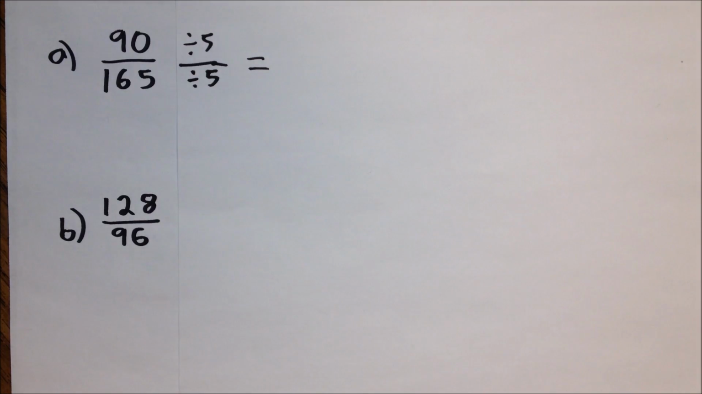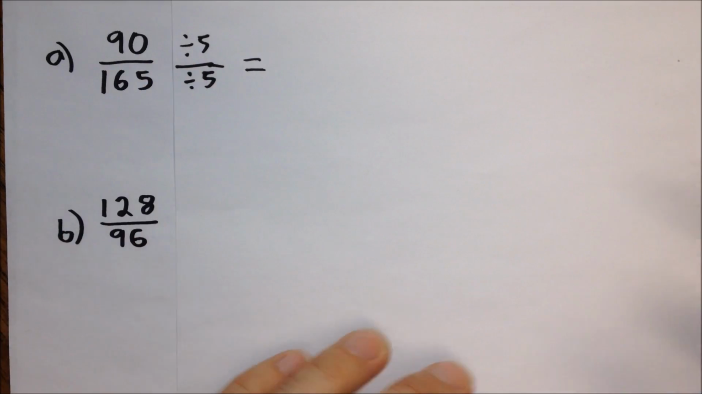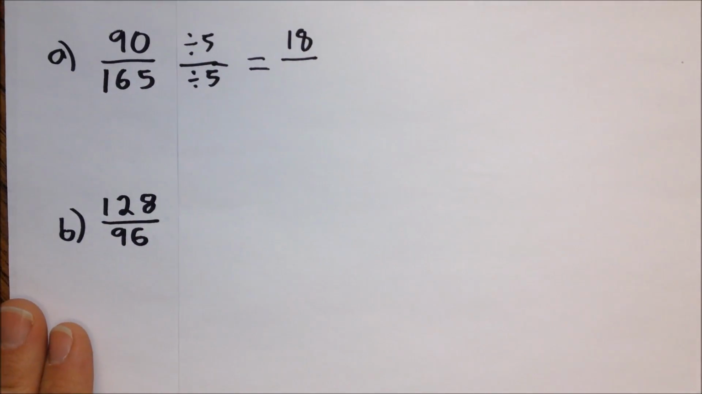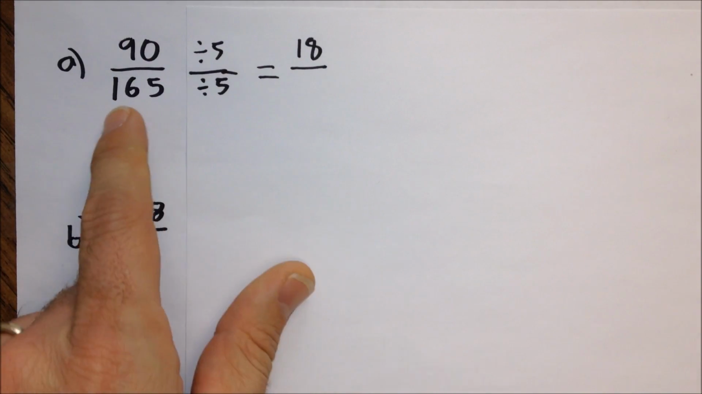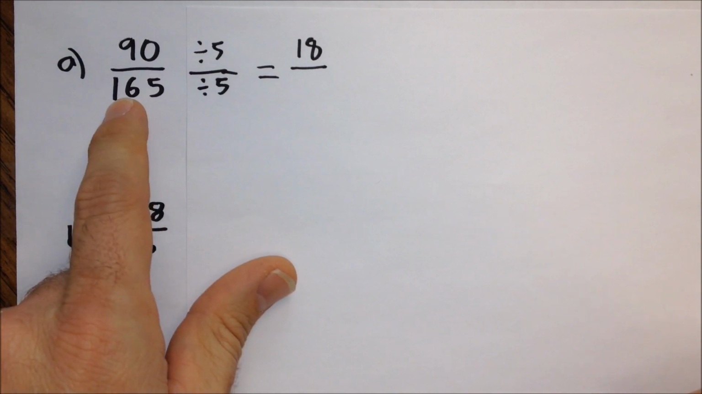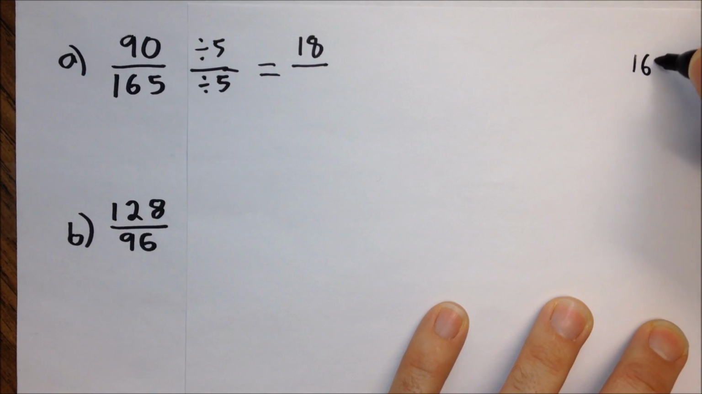90 divided by 5, I can do that one. I realize that 90 divided by 10 is 9, and so this one should actually be 18. If you don't know it, you could work it out by hand, but this is a division that you need to be able to do. Similarly, 165 divided by 5. Tell you what, let's go ahead and do this by hand so we can see how it works the long way. We'll do 165 divided by 5.